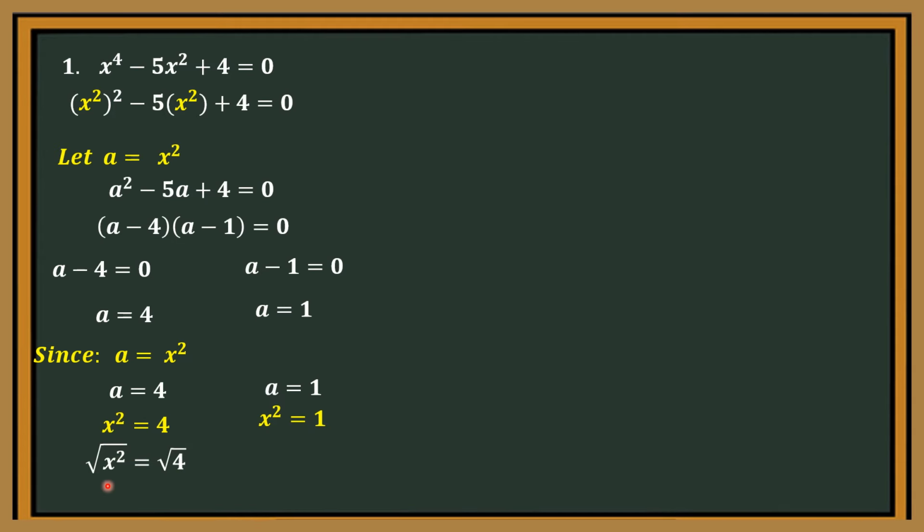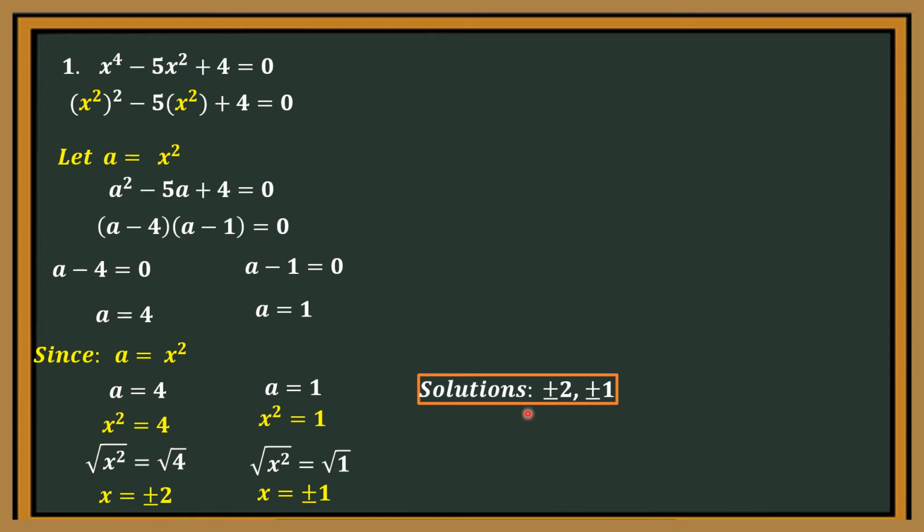The square root of x squared is equal to the square root of 4. Then, the square root of x squared, that is x. Then, square root ng 4, since na ang 4 ay perfect square, and the square root of 4 is 2, since this is equation, so that is plus or minus 2. Same thing here. Get the square root of both sides. The square root of x squared, that is x. The square root of 1, that is plus or minus 1. Therefore, the solutions are positive or negative 2 and positive or negative 1.